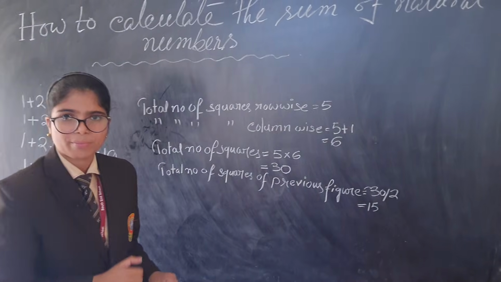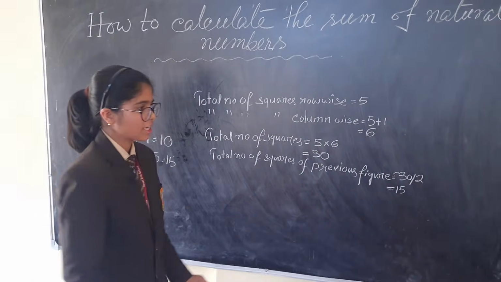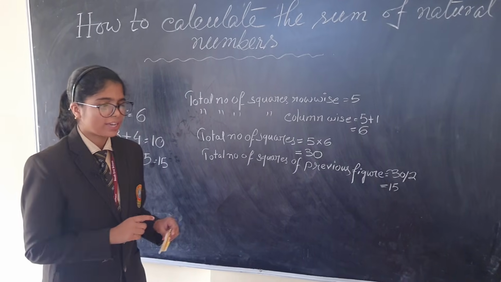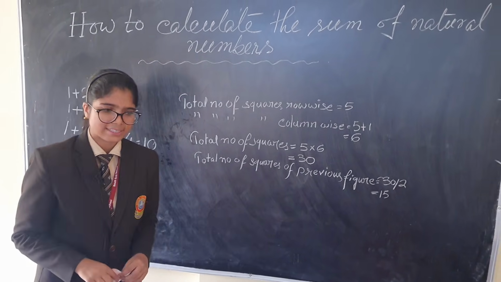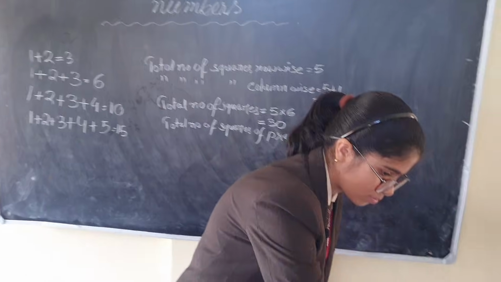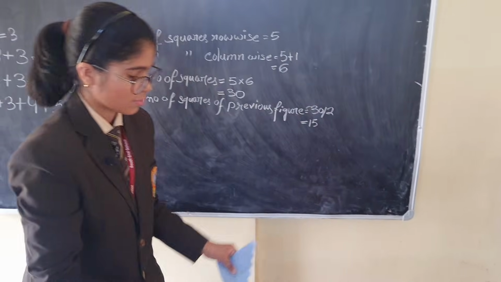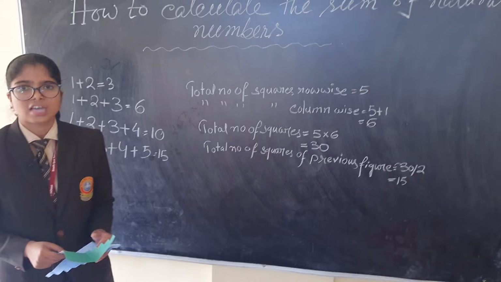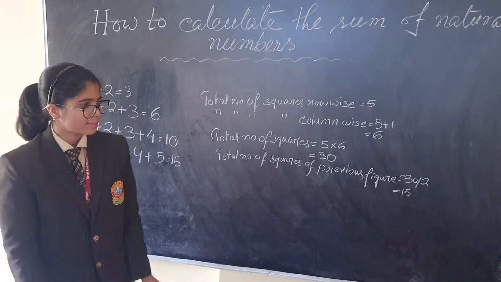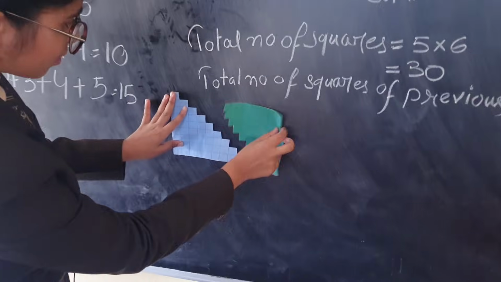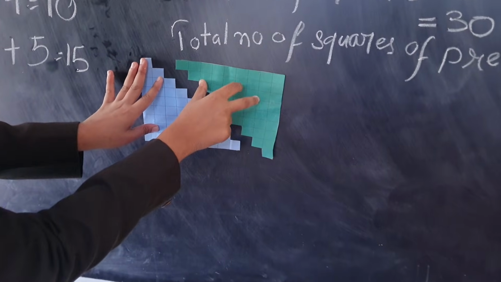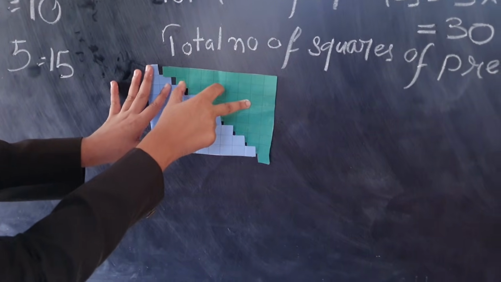So the sum of numbers from 1 to 5 will be 15. We can easily calculate the sum of any number starting from 1 up to any terms by this method. Let's see another example. If we want to calculate the sum of numbers from 1 to 9, then the process will be: these two figures are identical. We can join these two figures.